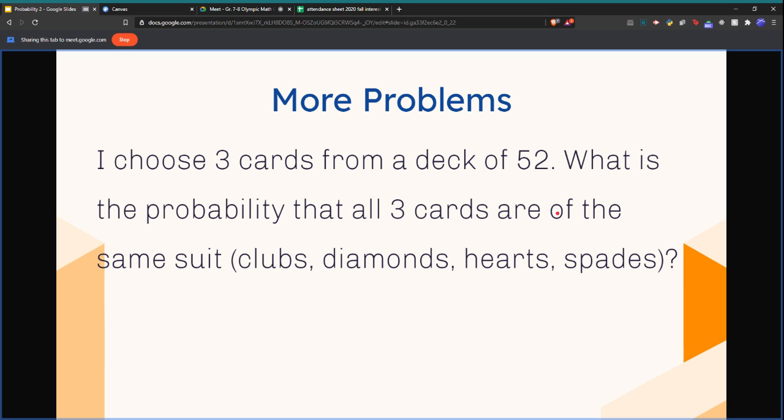This one we'll use some combinatorics. So I choose 3 cards from a deck of 52 cards. What's the probability that all 3 cards are of the same suit? If you've never heard of suit before, it's just like, are all 3 of them clubs or diamonds or hearts or spades? I'll give you guys a minute or so to figure this out.